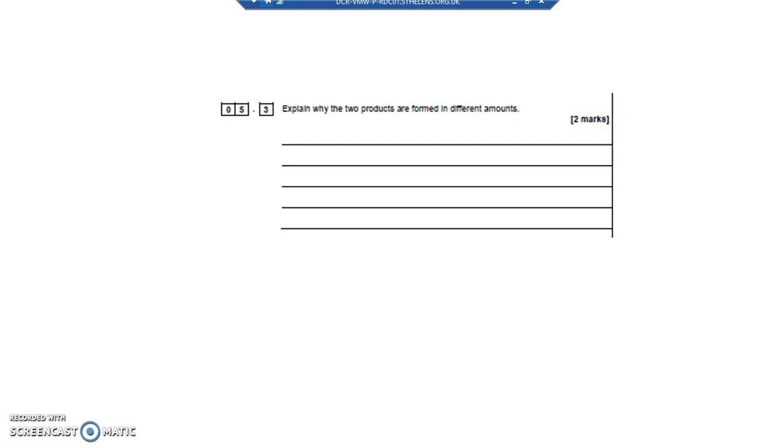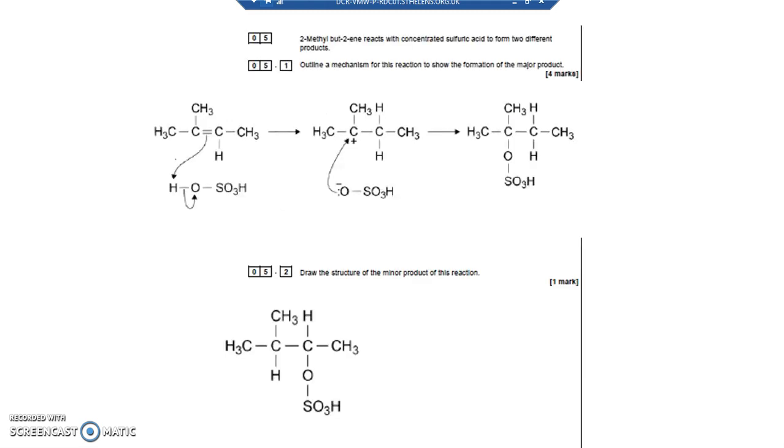Why do these two products form in different amounts? Well, let's have a look at this. A C with a plus is called a carbocation. Now, if you count the number of carbons off that C+, it will tell you whether it's primary, secondary or tertiary. So the carbocation, if it's got one carbon bonded to it, it's primary, two carbons bonded to it, it's secondary, three carbons bonded to it, it's tertiary. So this is a tertiary carbocation.